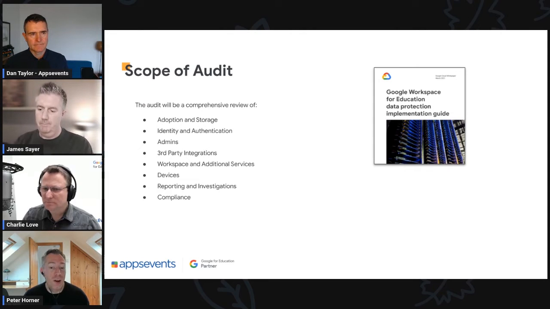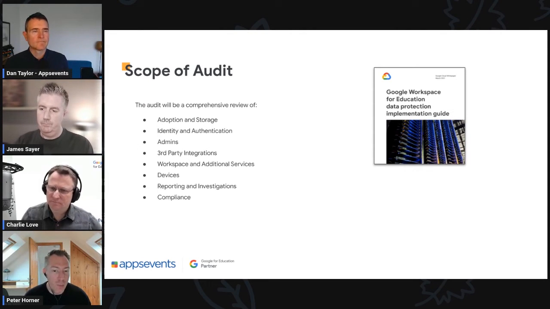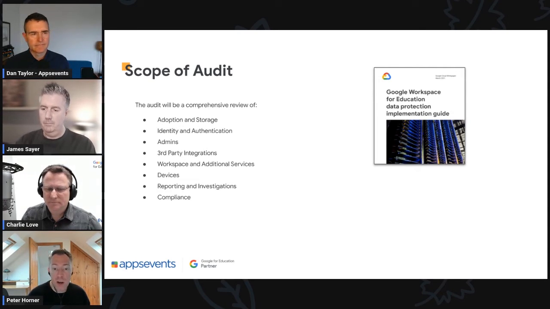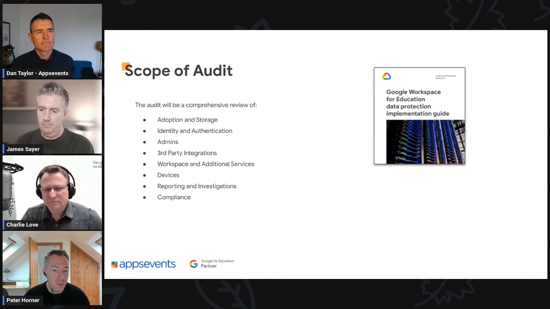In terms of what the audit looks at, we look at adoption and storage. So that's looking at things like how much are your users using different Workspace services? Is there anything which could be better utilized? Are you getting the most out of the Education Plus licenses you might be using? We also look at storage, which is an important area now that it's not unlimited from Google.